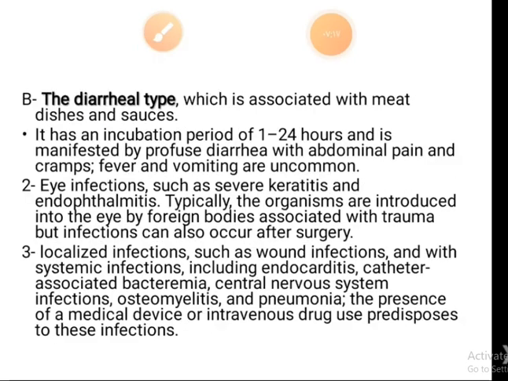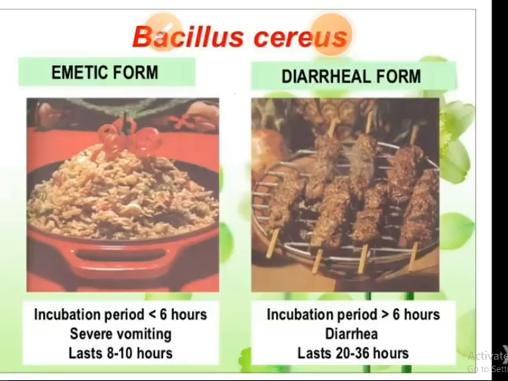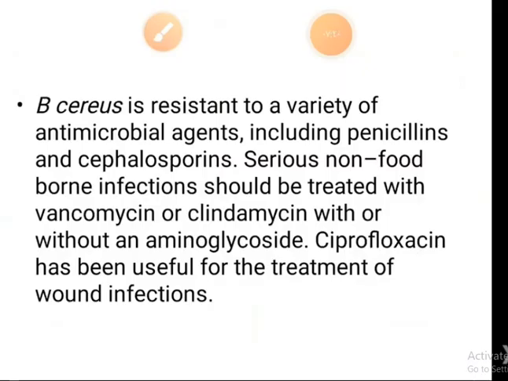The other disease caused by this microorganism is eye infection. Here, the emetic form is caused by consumption of rice infected with the bacillus, and it will form the toxin inside the rice, while the diarrheal form is caused by meat and its products. The eye infection may also occur with severe keratitis. Also, the microorganism may cause localized infection such as wound infection, endocarditis, catheter-associated bacteremia, and other instrumentation-associated infections.